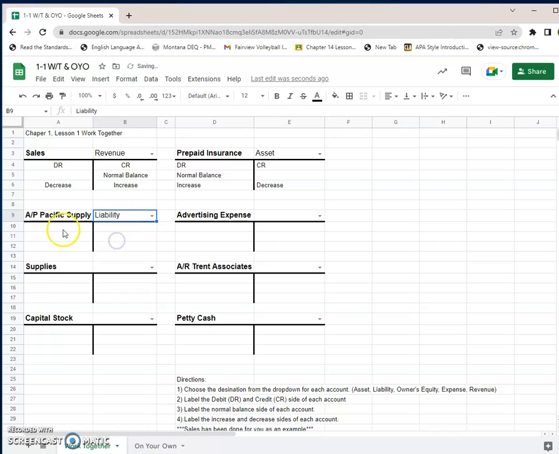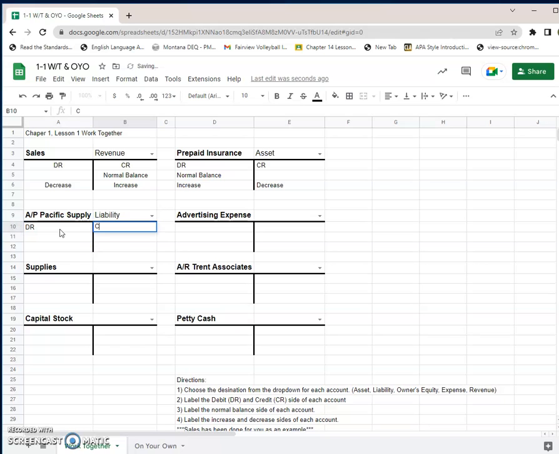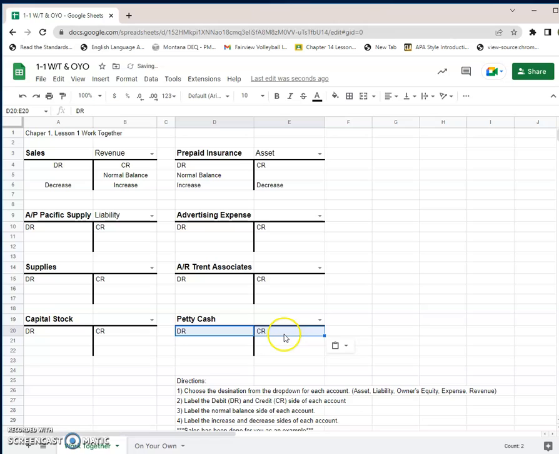Okay, accounts payable, Pacific Supply. Accounts payable is always a liability. Again, debit, credit, and in fact, we know that that's going to be the same for every single one, so we can just copy and paste that on every single T account. Debit's always on the left, credit's always on the right. Okay, so liability is a normal credit balance, so we'll put normal balance here, which means that it increases with a credit and decreases with a debit.